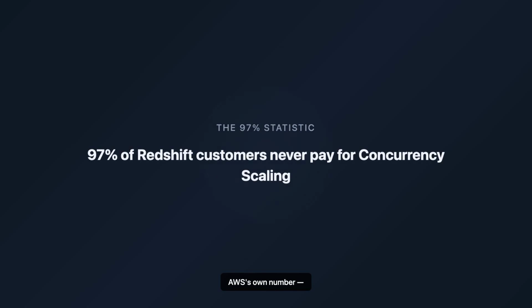Amazon Web Services' own number: 97% of customers never pay a dime for concurrency scaling, because their burst patterns fit inside the free 1 hour per day credit bucket. That's why on the exam, when you see a burst of read queries during business hours, the answer is just enable concurrency scaling on the workload management queue. Cost is essentially 0 for typical patterns.